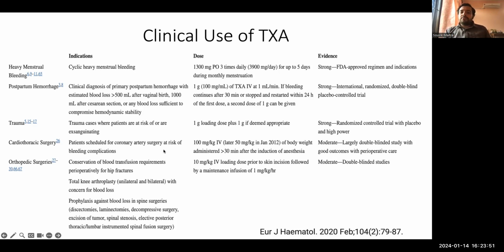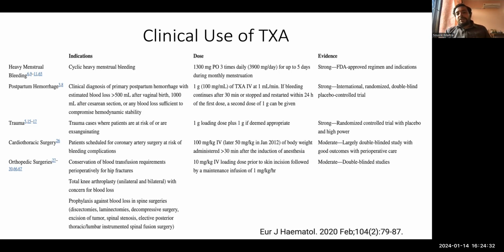In cardiothoracic surgery also, tranexamic acid is routinely used, as the incidence of excessive clot lysis is very high in this scenario. Though there is no large randomized control trial, several randomized control trials have been conducted, and the use of tranexamic acid is usually associated with a better outcome. Orthopedic surgery is another indication, particularly spine surgeries where the risk of blood loss is quite high, and joint replacement surgeries. Tranexamic acid is used in this kind of scenario.